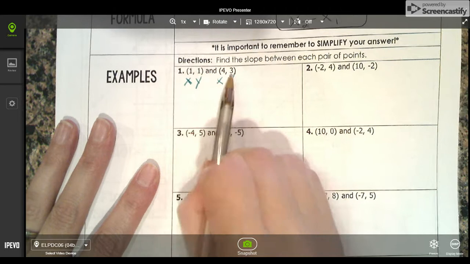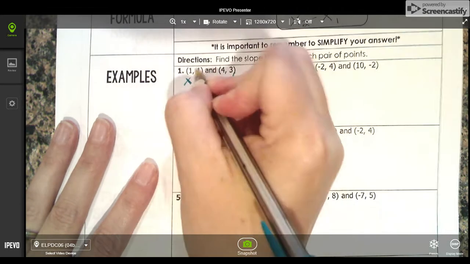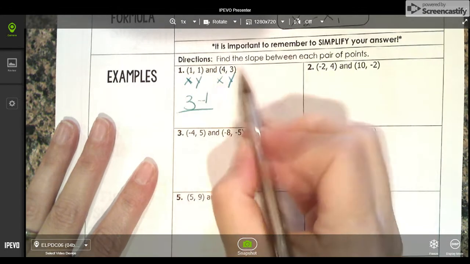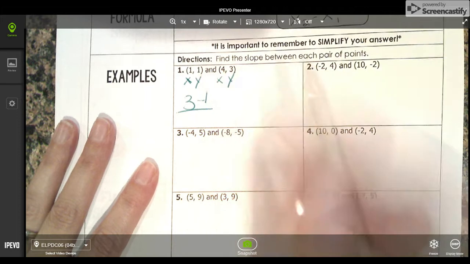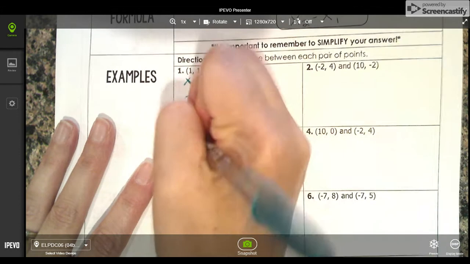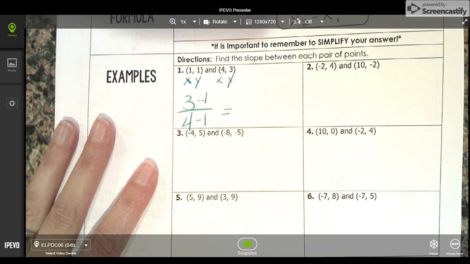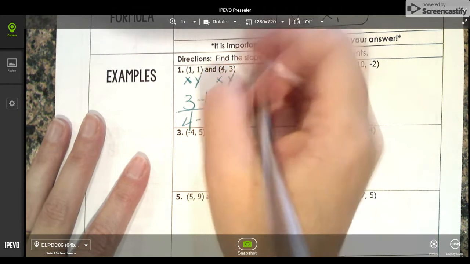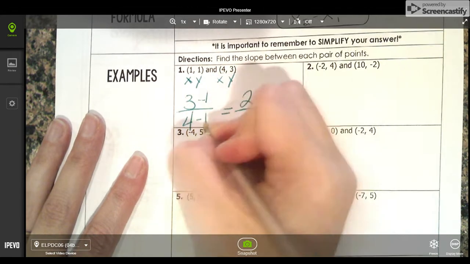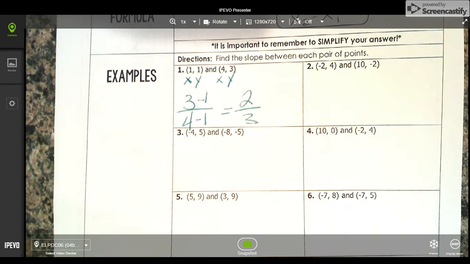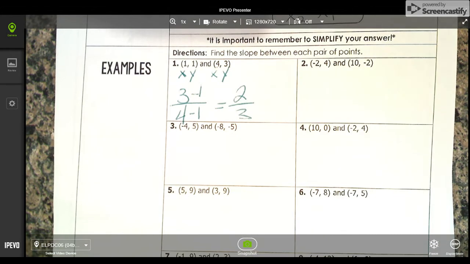So the formula is the second y minus the first y. So this 3 minus that 1 over the second x, which is 4, minus the first x, which is also 1. So 3 minus 1 is 2. And then 4 minus 1 is 3. And then if it doesn't reduce, leave it as is.